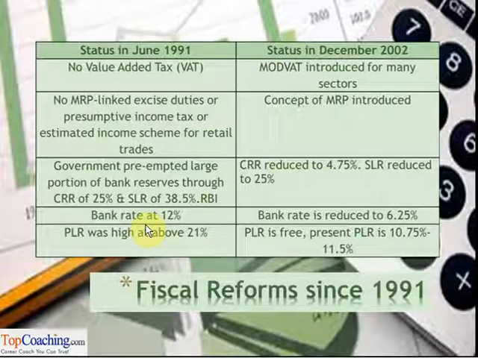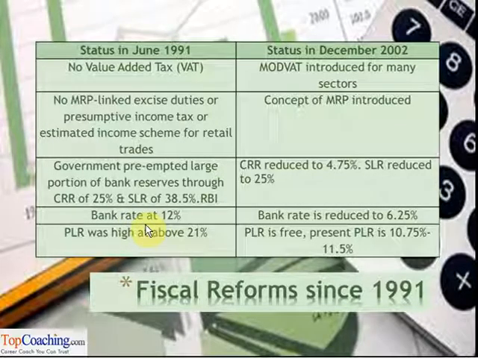In June 1991, there were no maximum retail price linked excise duties or presumptive income tax or estimated income scheme for retail trades, whereas by December 2002, the concept of maximum retail price was introduced for consumption goods and other products. In June 1991, the government preempted large portion of bank reserves through CRR of 25%, that is cash reserve ratio of 25%, and SLR, that is statutory liquidity ratio of 38.5%.